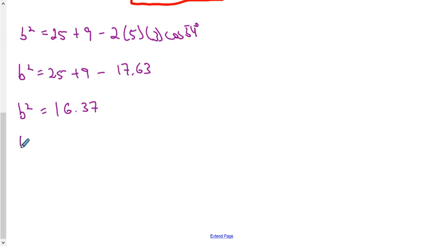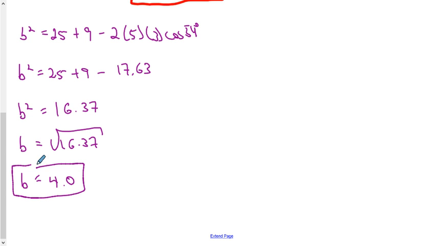Now we've got to take the square root of both sides. So b squared equals that. B equals the square root of 16.37. I'm going to figure out what that is, and I'm just going to go to 1 decimal place. So that would be 4.0 if I go to 1 decimal place. And that's my final answer, so I'll put a box around it.